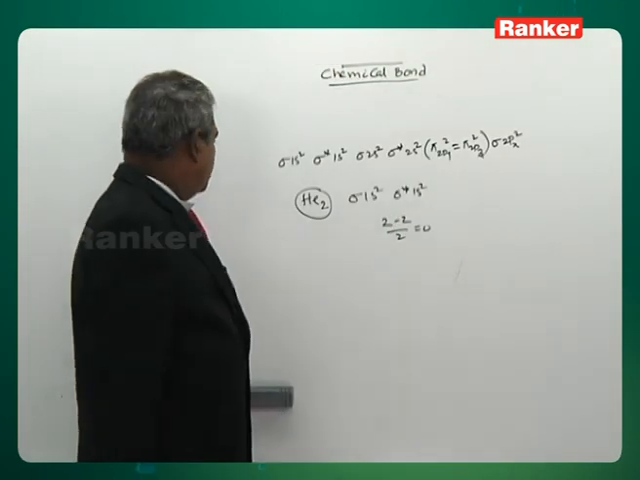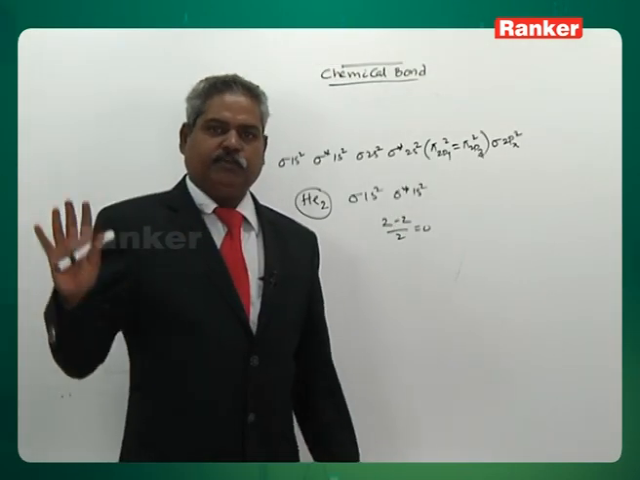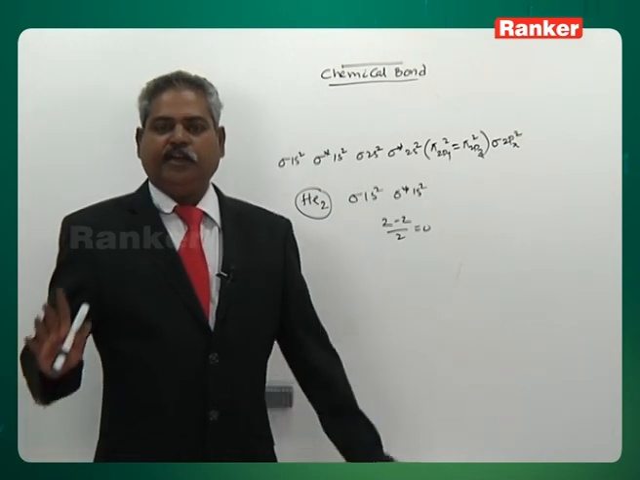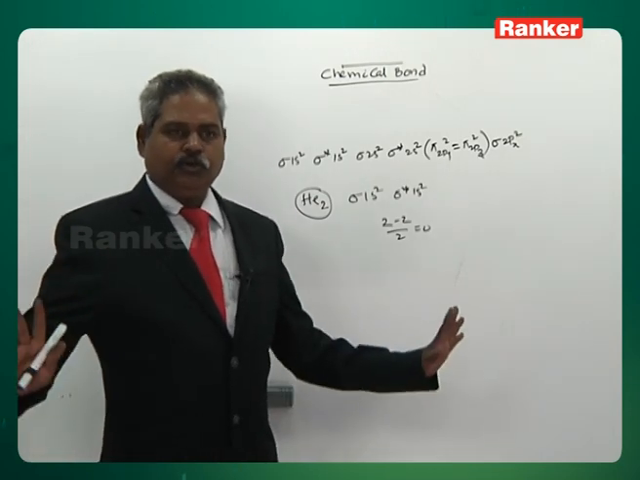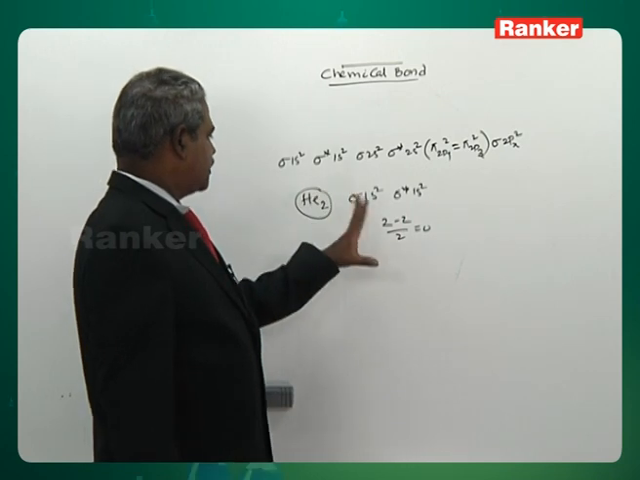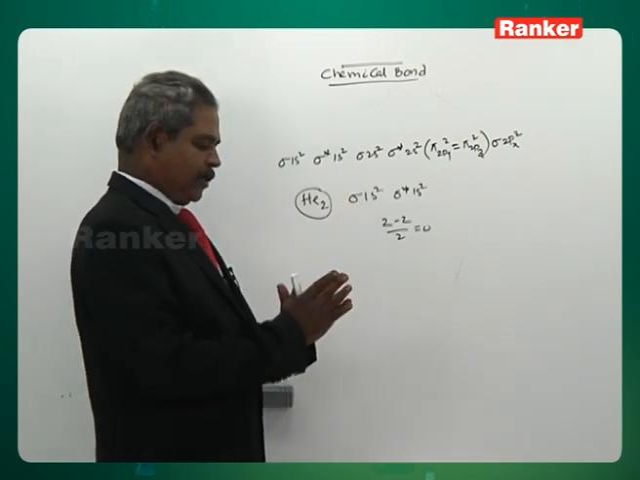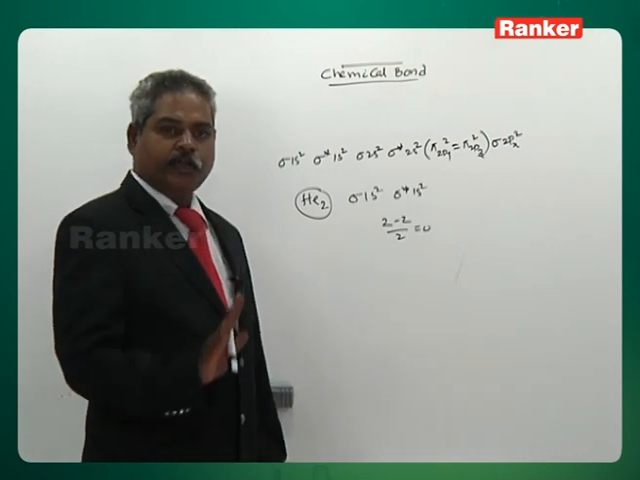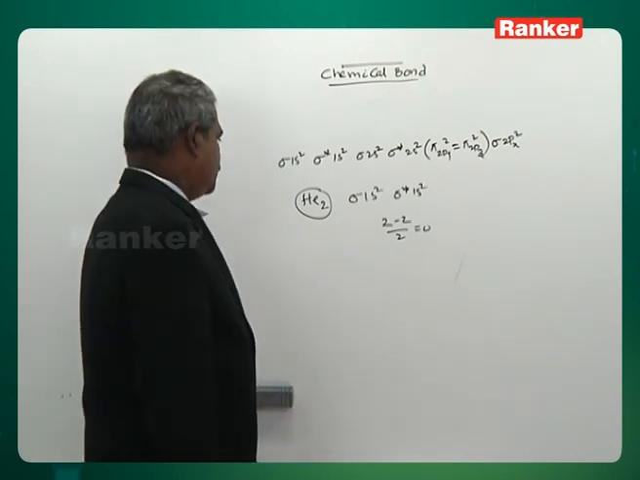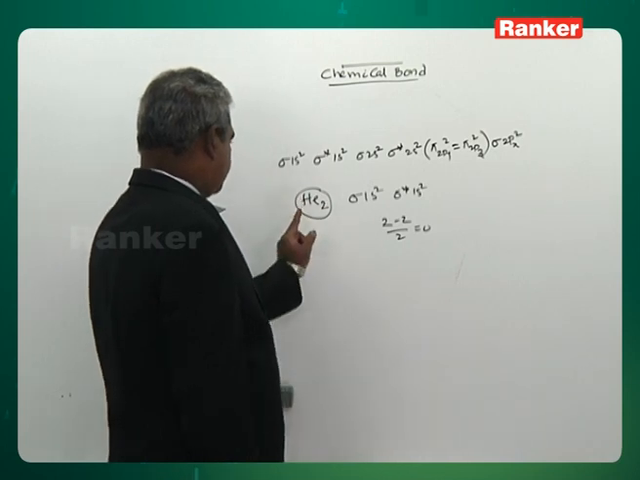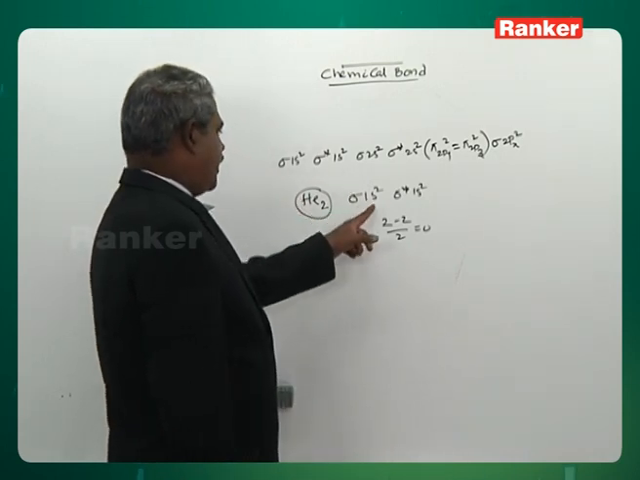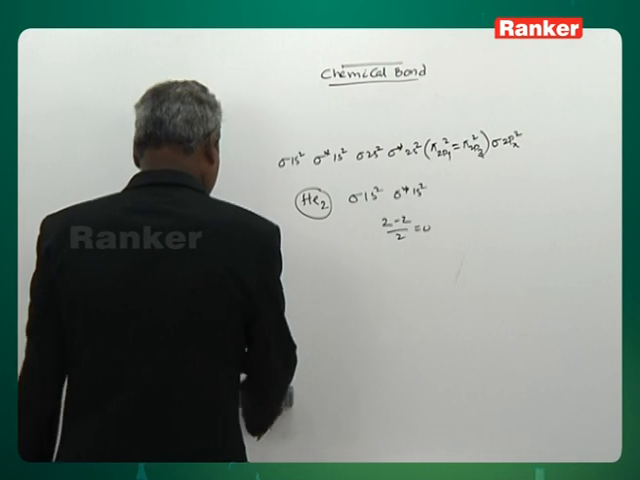What about He2? When you say He2 doesn't exist, it means even in a dream they can't exist. Even under special conditions, whatever the conditions, 2 helium atoms can never be together. They can never form a molecule, He2. Why? The reason is, they have 2 bonding electrons and 2 anti-bonding electrons in He2.